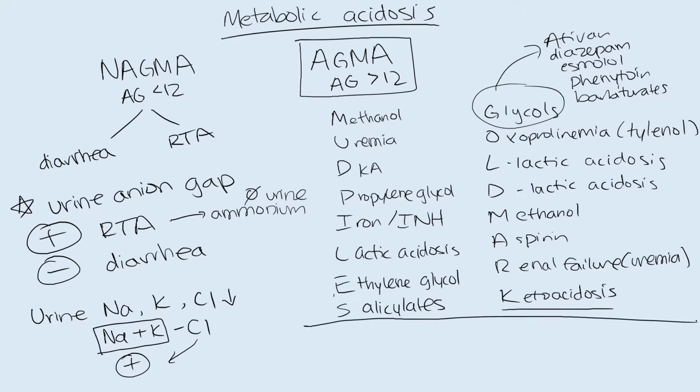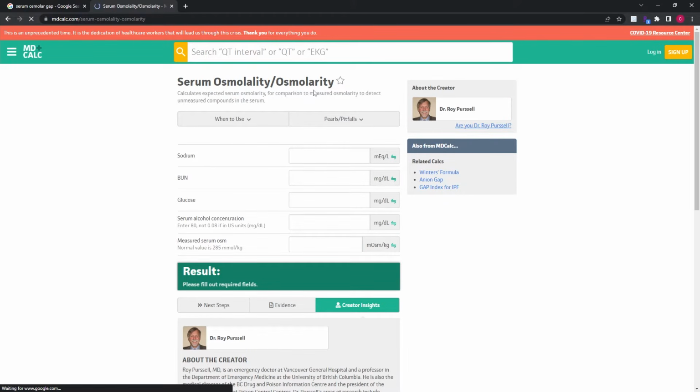So one additional thing that you want to do a lot of times for anion gap metabolic acidosis, especially if you don't have a clear indicator of what the etiology is, is to calculate an osmolar gap. And basically the way that you do this is that you order a serum osmolality, and from this you subtract a calculated osmolality. Usually I just go on MD-Calc for this. You go to serum osmolality and osmolarity. Usually it's something like 2 times the sodium plus BUN divided by 2.8 and glucose divided by 18 or something like that. But basically this will calculate the serum osmolality for you.